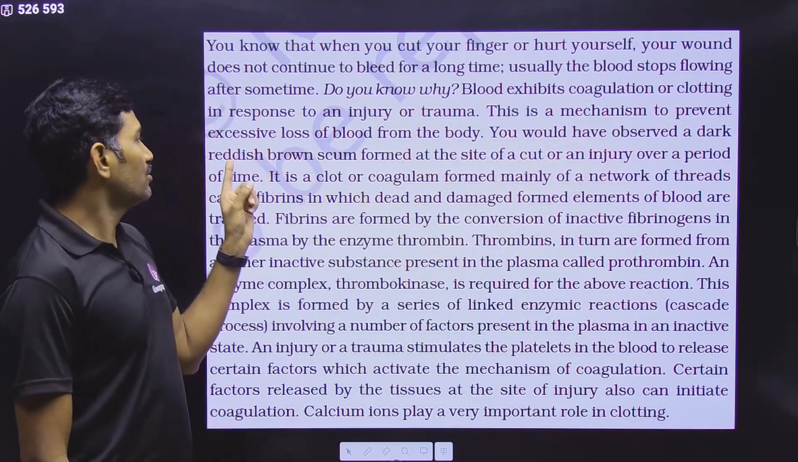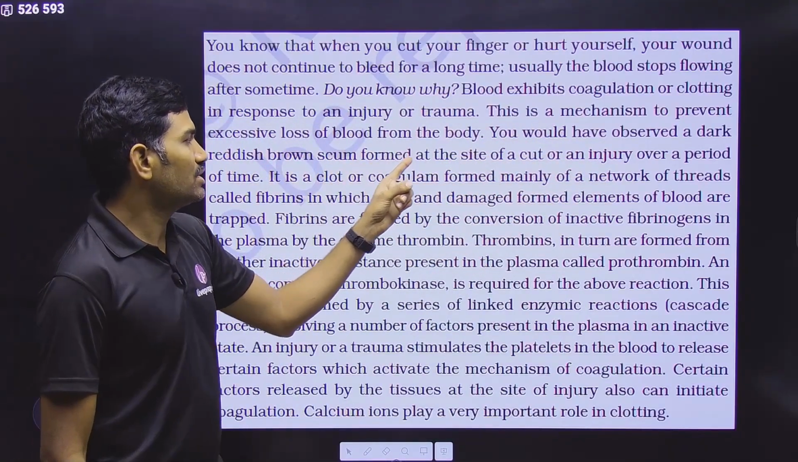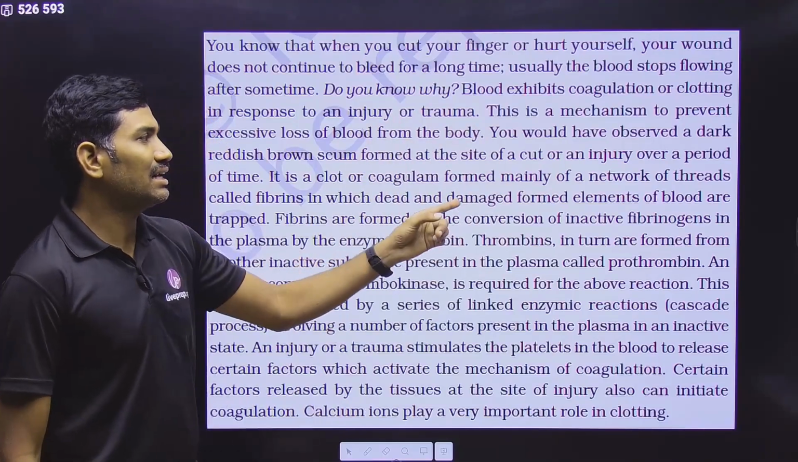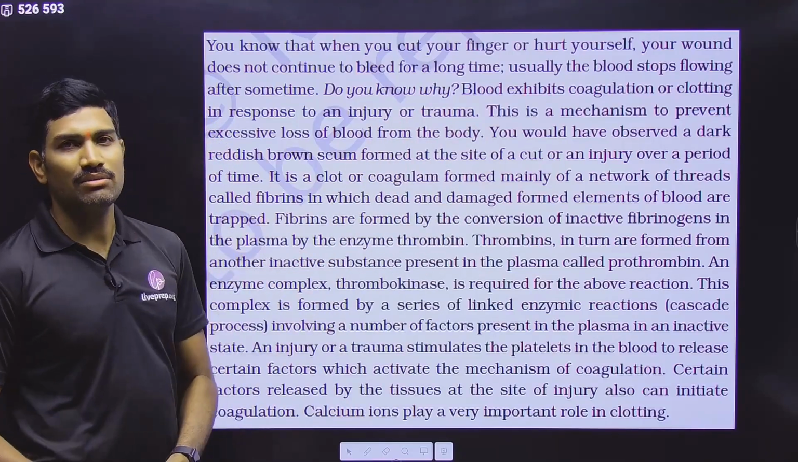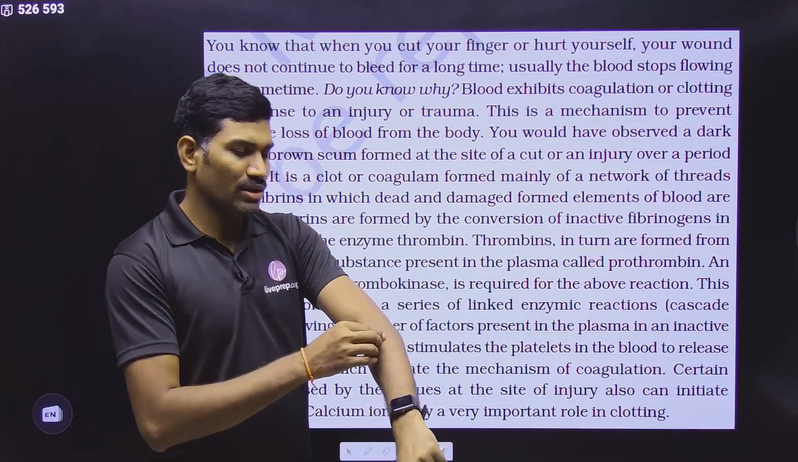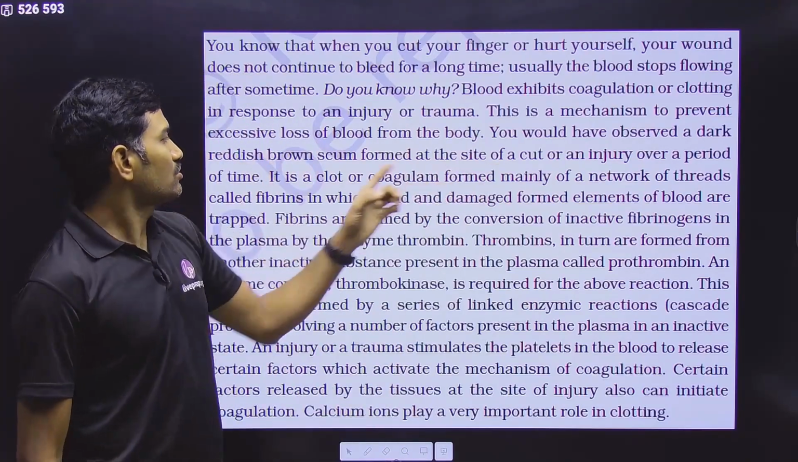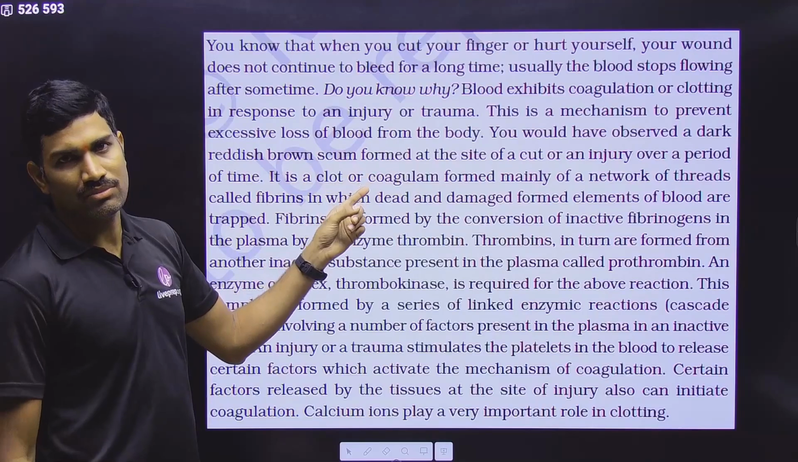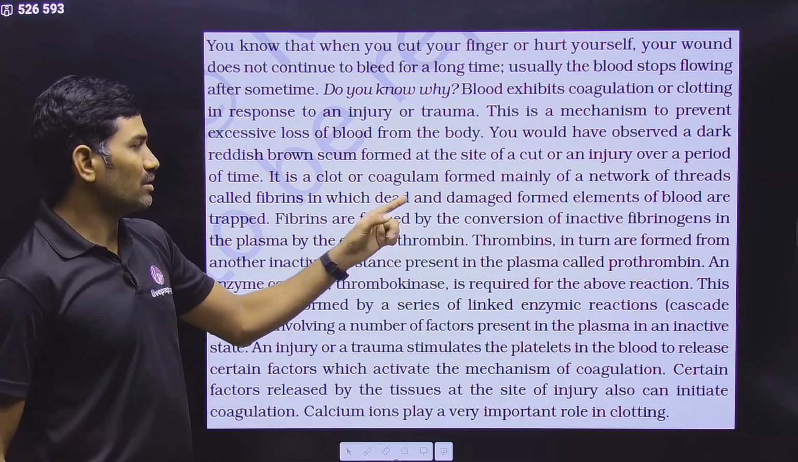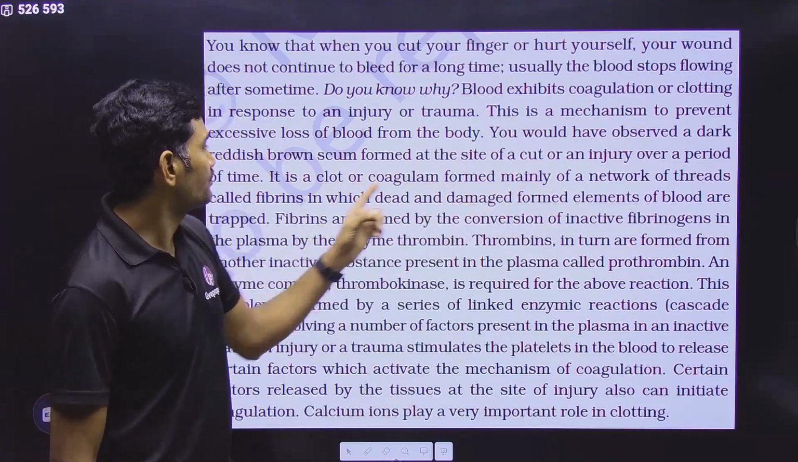You would have observed a dark reddish brown scum that is formed at the site of a cut or an injury over a period of time. So now what happened? This blood clot, you can see as a dark reddish one. Yes or no? That's what they're saying. So the dark reddish brown scum is formed because of the blood clotting.